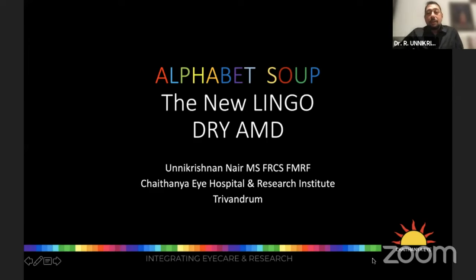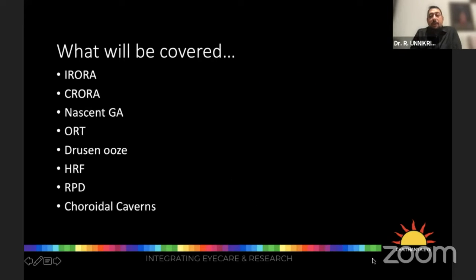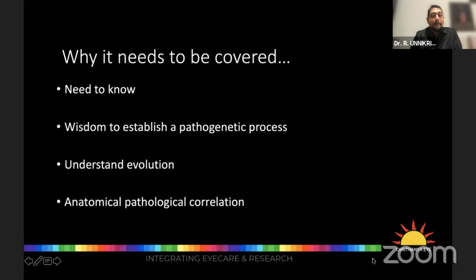So what this talk is about is the new lingo that we all talk about in retinal imaging. We call it the alphabet soup. I'll be covering mainly the topics associated with dry AMD. And why it needs to be covered is that the name also has a significant description by which we learn the pathogenetic process and mainly understand the evolution of disease, especially in AMD.